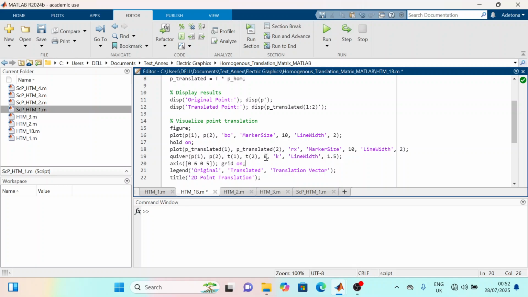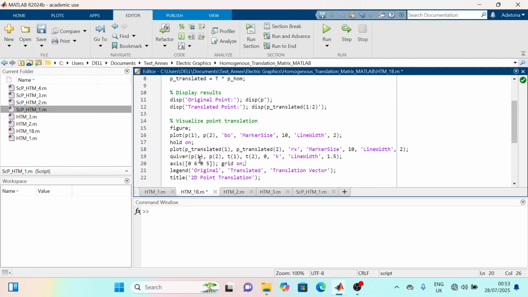The color that you are using this time around is color K, and the line width of the color K is 1.5, and this is axis. You want the x-axis to start from 0 and end at 6. The x minimum is 0, x maximum is 6. On the y-axis, y minimum is 0, y maximum is this. But this one is not necessary, or you can use axis equal.